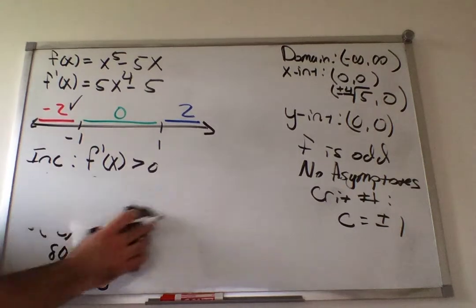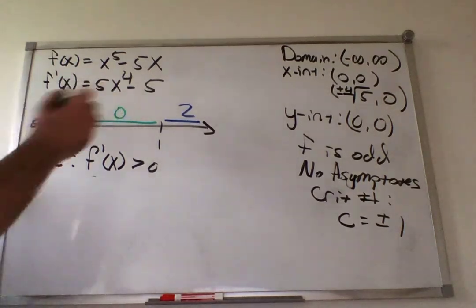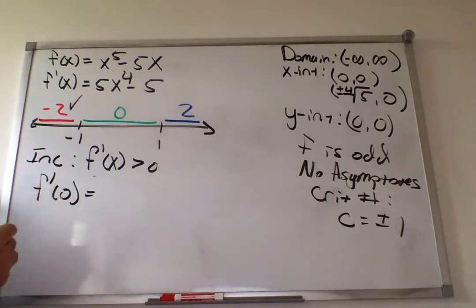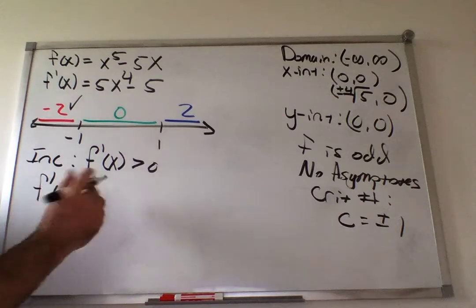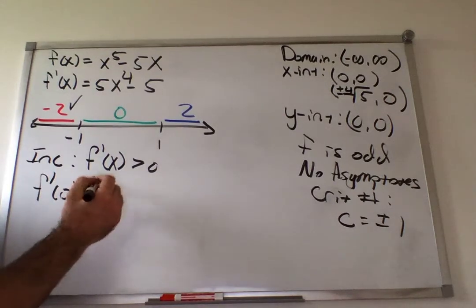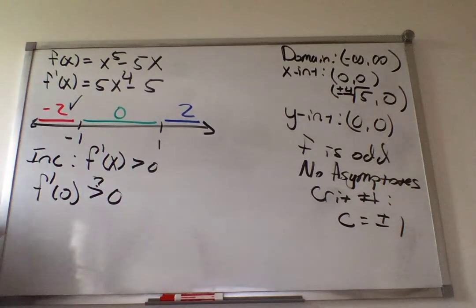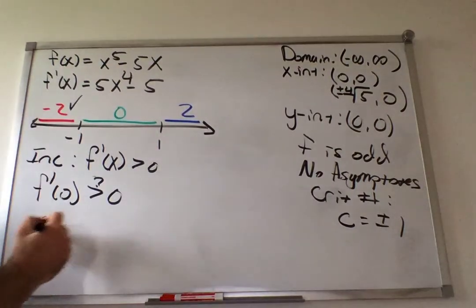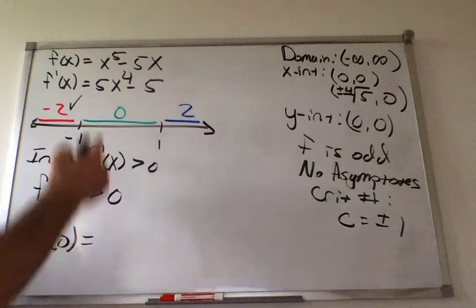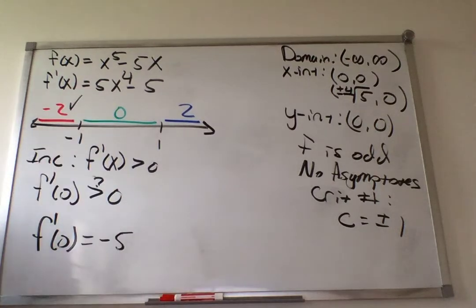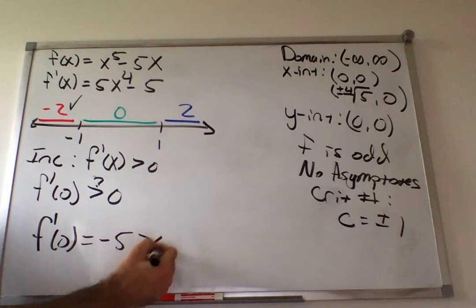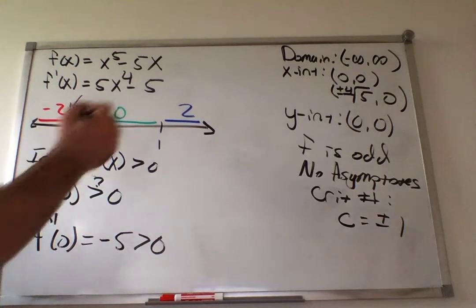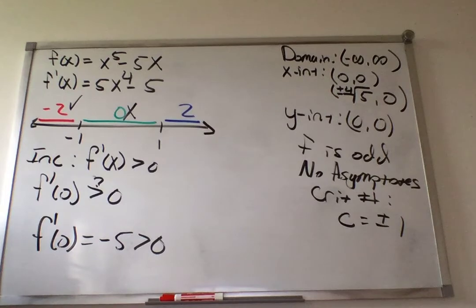So let's go ahead and do another test value. F prime of 0 is equal to, is this greater than 0? That's what I meant to put. Is this greater than 0? Well, 0 is really easy to plug into there. F prime of 0 is equal to, if I plug 0 into there, we get negative 5. Is negative 5 greater than 0? Negative 5 is not greater than 0, so this test value did not work.